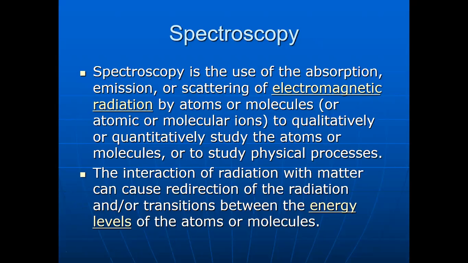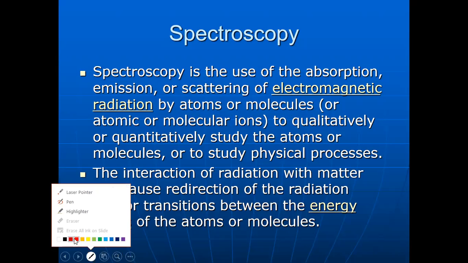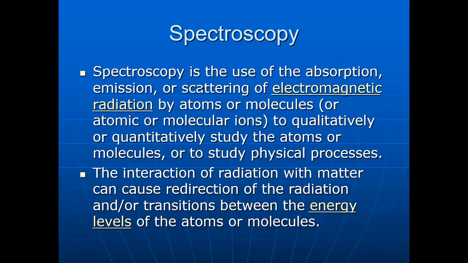Now we will see, first of all, the background of spectroscopy. As given in this definition, listen, students, spectroscopy is the use of absorption, emission, and scattering of electromagnetic radiation by atoms or molecules, to study atoms or molecules qualitatively or quantitatively, or to study their physical properties.